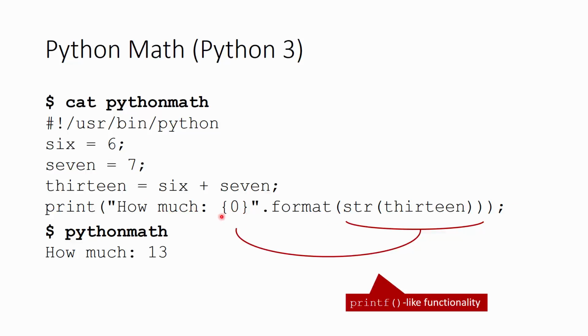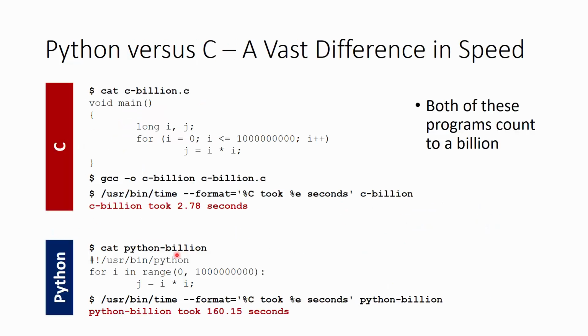Here's kind of a printf-like functionality. We can put 0 into these curly braces, and with the dot format, then we can take the 13 integer and convert it into a string with a string function and get formatted printing back into there. And the output is 6 plus 7 is 13. So handy stuff.